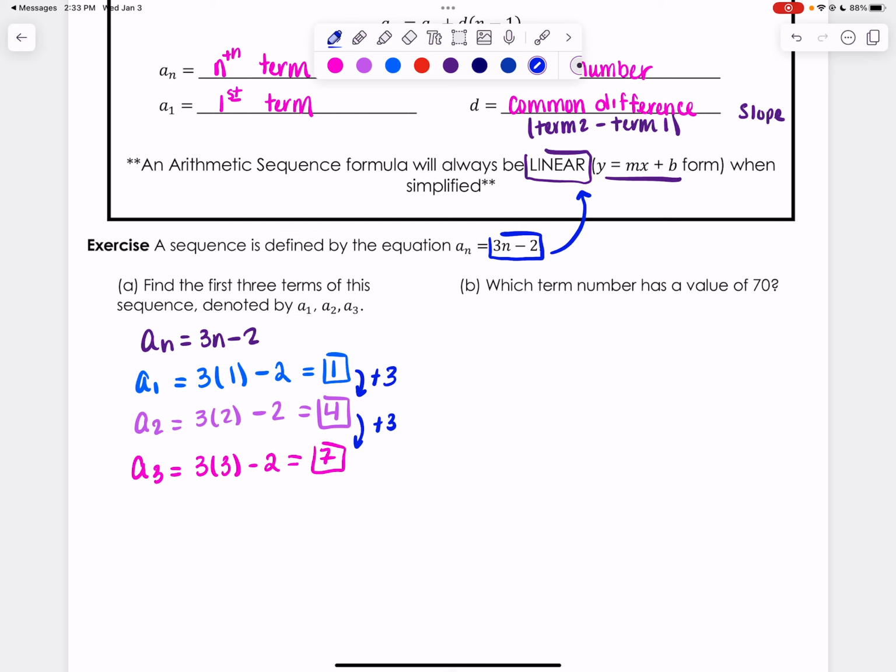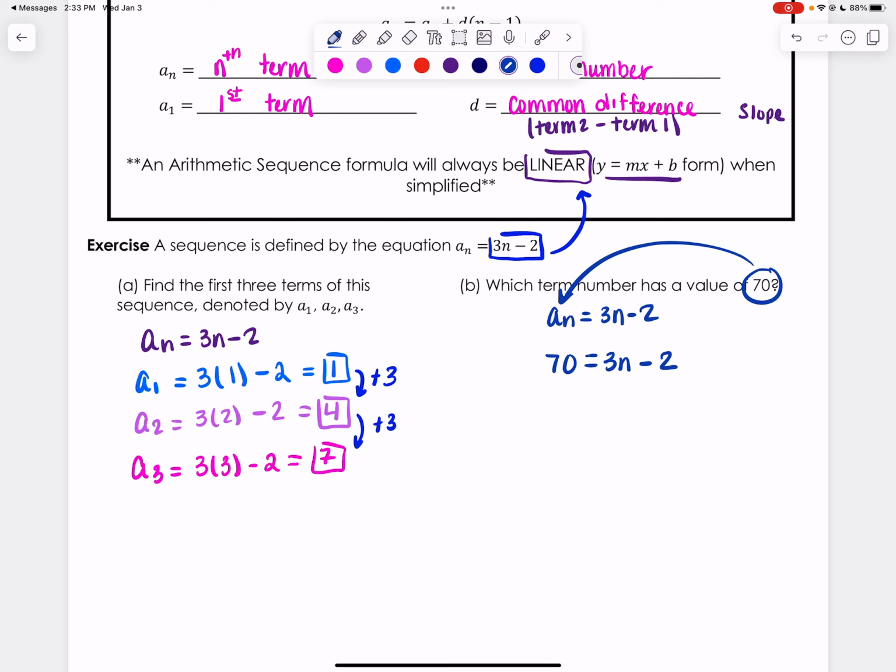So I sort of have to think, okay, what number am I plugging in to get that 70? And it really isn't that bad because I can just set up an equation. So if we know that a sub n is equal to 3n minus 2, and we want to find out the term number that has a value of 70, I can just put 70 in for a sub n. And now it becomes an equation to solve.